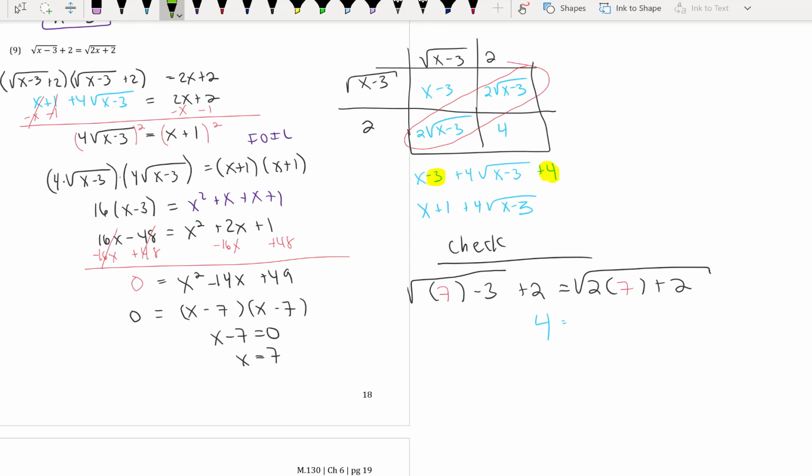So on my calculator, the square root of 2 times 7 plus 2 gives me a 4. So they are exactly the same on both sides. So x is equal to 7 is a good, legit answer. So that is the answer that we keep.